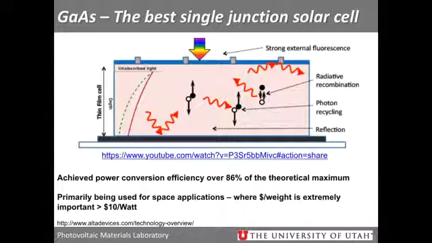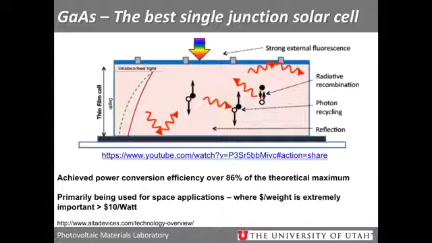which is pretty astounding. That being said, epitaxial growth is really expensive, and so it's primarily being used for space applications for two reasons. One, where cost per weight when you're sending stuff up into space is really important. You want to maximize your efficiency. So these are 28% efficient, the best that are made.